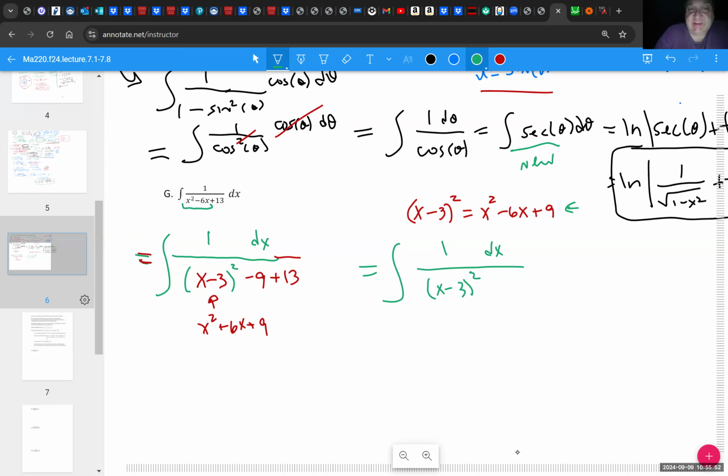If I do it, I get a plus 9, but I'm supposed to get a plus 13. So I have to add 4 on here because 9 plus 4 is 13. So however you want to complete the square, you can complete the square.